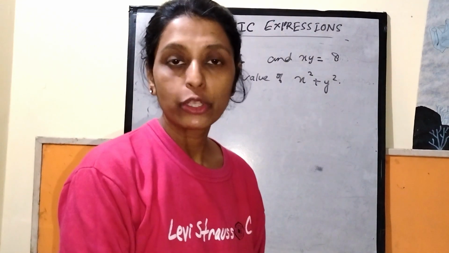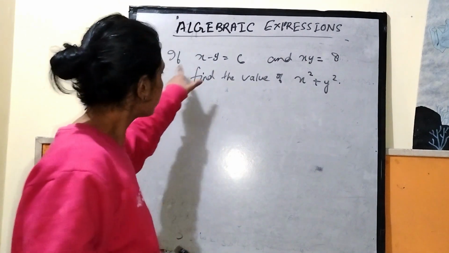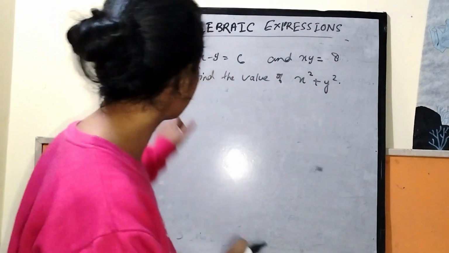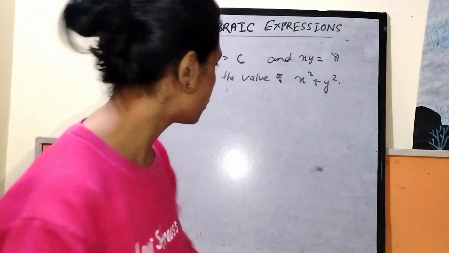Children, in this video I'm going to solve one of the very important questions of algebraic expressions. The question says that if x minus y is equal to 6 and xy is equal to 8, we have to find the value of x square plus y square. So let's see how to do this.